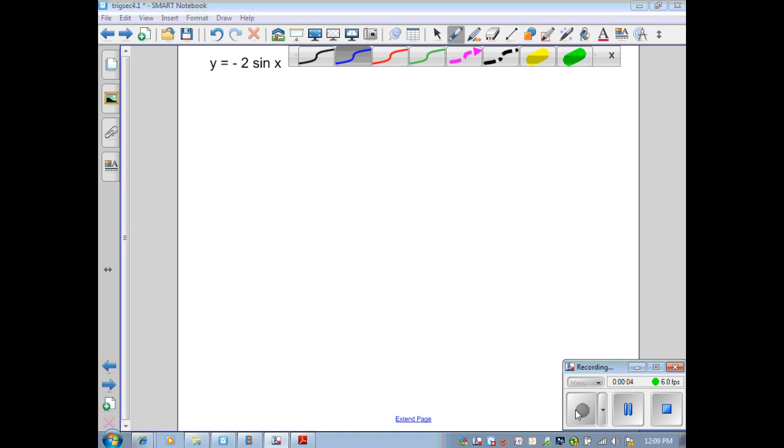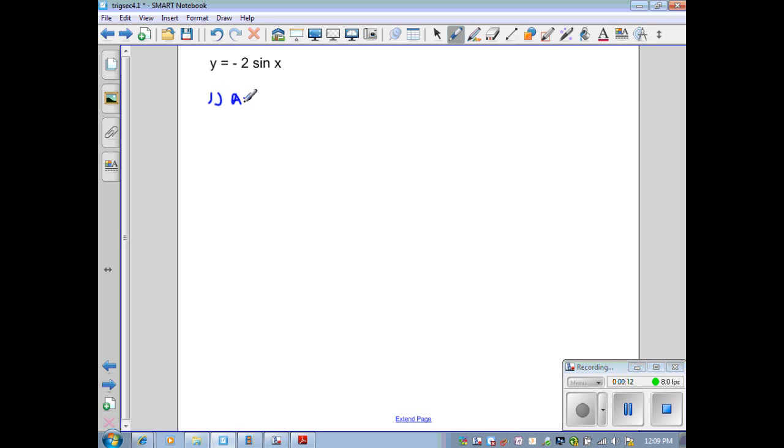Let's take a look at another example. Y equals a negative 2 sine x. We're going to follow the same procedure. Step 1, finding the amplitude. The amplitude here is going to be the absolute value of a negative 2, which is 2. The period is going to be 2 pi divided by b. And again, my b is going to be 1. The interior of the function has a constant of 1, so it's 2 pi over 1, or 2 pi.